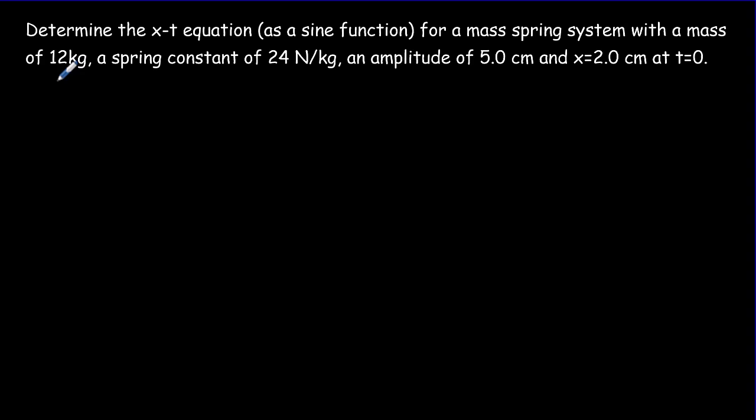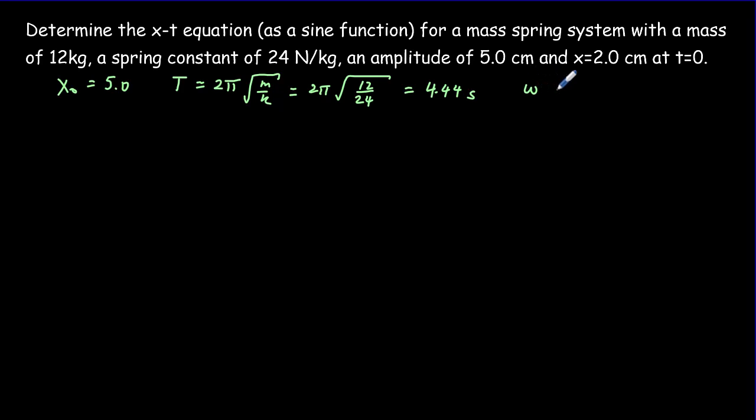We know the amplitude, so we know that x naught is 5 centimeters. We can figure out the period because that's given by 2 pi times the square root of m over k for a mass spring system, so that's going to be 2 pi. M is equal to 12, and our spring constant is 24. So if we plug that in and work it out, we get a period of 4.44 seconds.